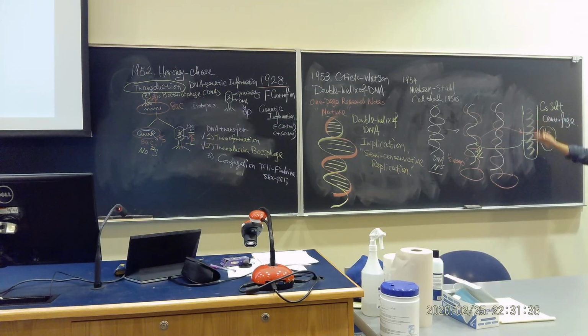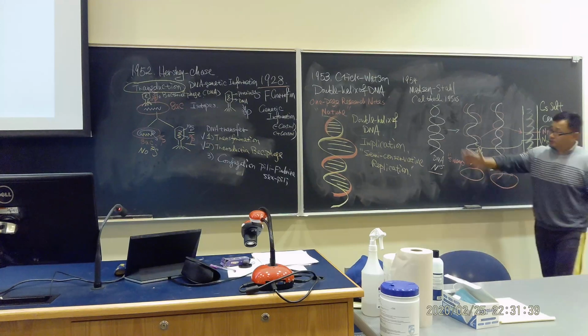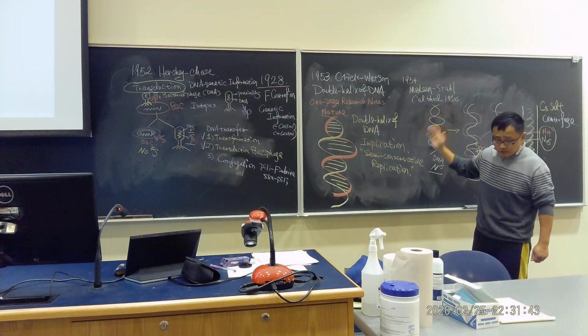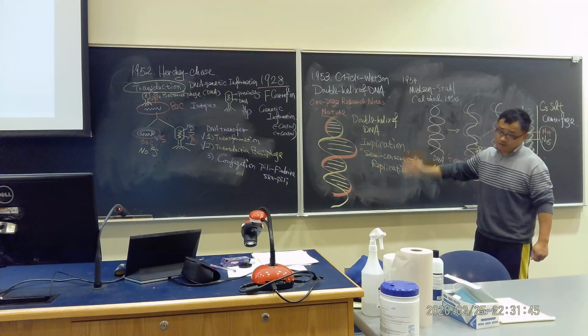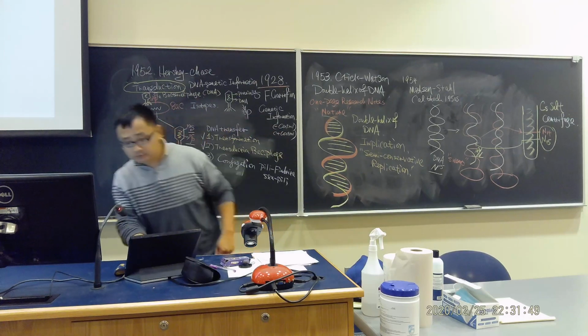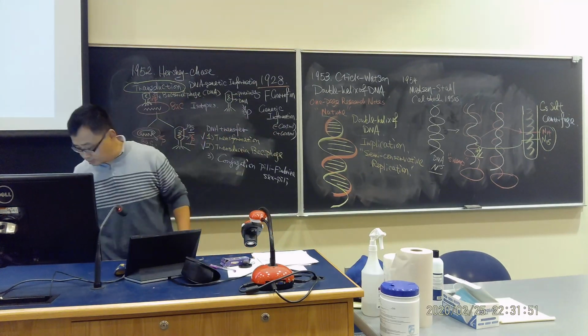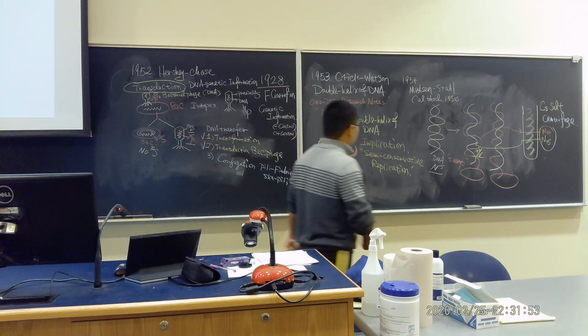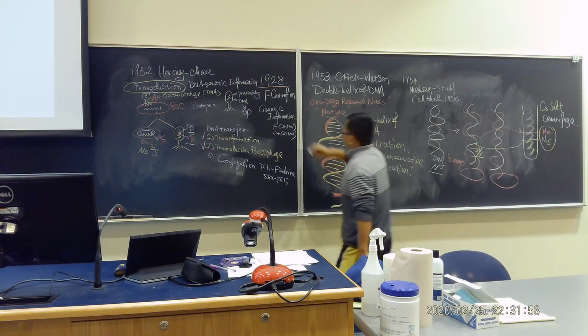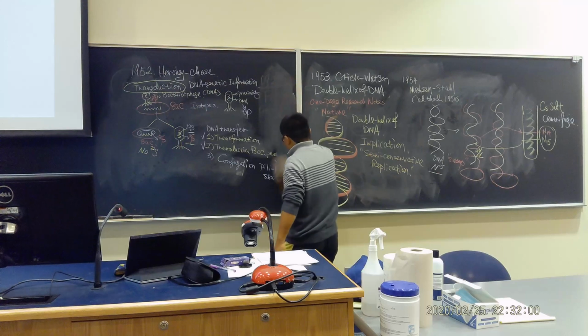Until that time, this is concluded: the genetic information is DNA and the structure is a double helix. Okay? So then we're going to talk about DNA, what it looks like, what it is about. So we're going to remove this one. We're going to talk about the DNA.